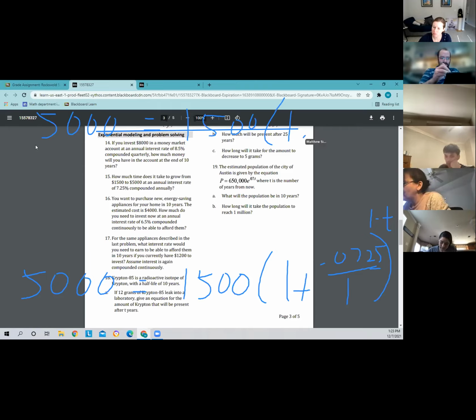So what the parentheses end up becoming is what? 1.0725 to the t. 1 times t is just t. So there's dividing by 1 and then multiplying by 1 that we could probably just throw out, just the identity sort of thing. Simplify it out a little bit. So we have something like this.